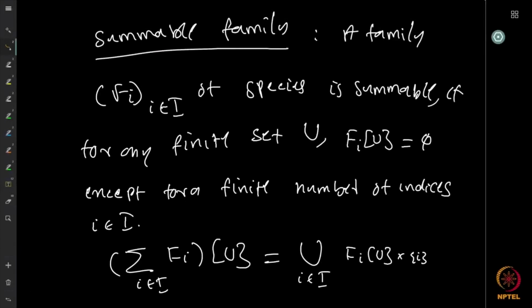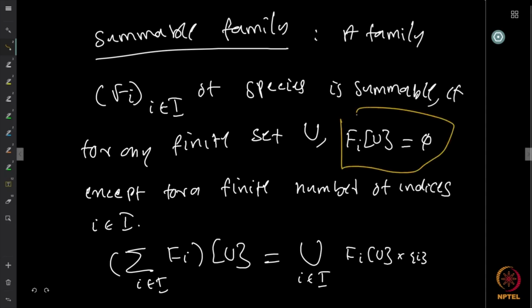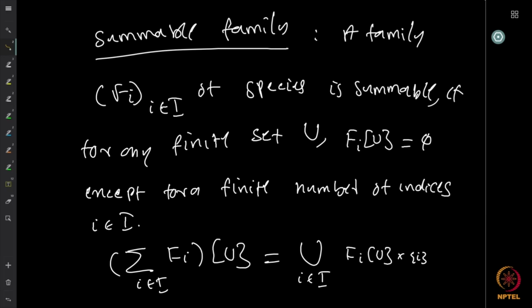Now, a family Fi of species is said to be a summable family if for any finite set U, the Fi type of objects on U is empty except for a finite number of indices in I, right? So the I could be an infinite family, but only for finitely many such i's can Fi be defined. For everything else, it is basically empty.